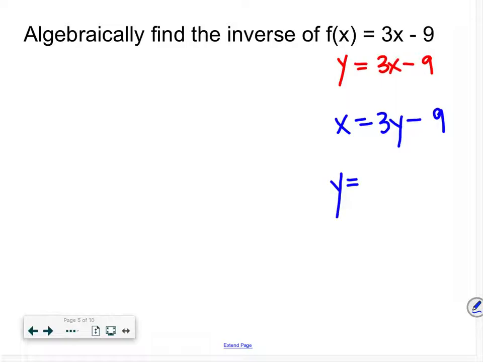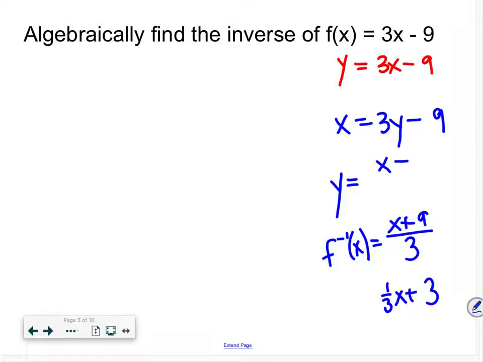I had f to the negative 1 of x equals (x plus 9) over 3. X plus 9, all over 3. Okay. If you wrote that as 1/3 x plus 3, that would also be the same thing. I also appreciate that you wrote it in that function notation.